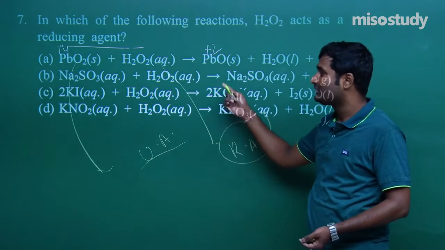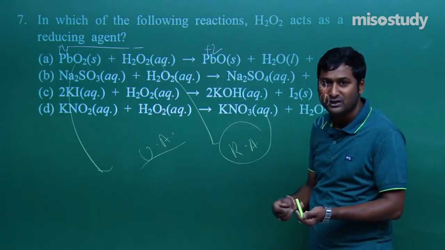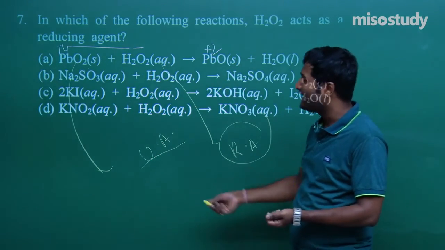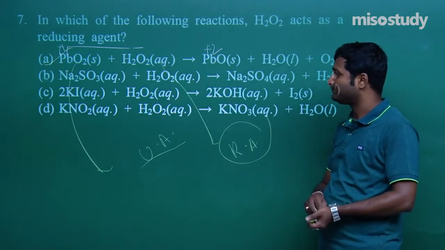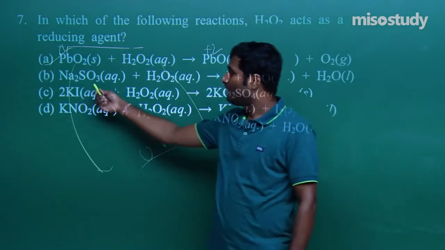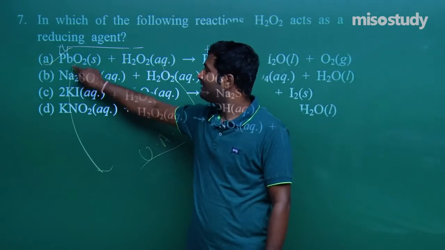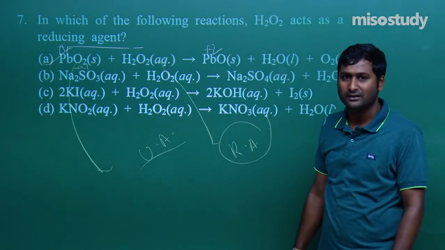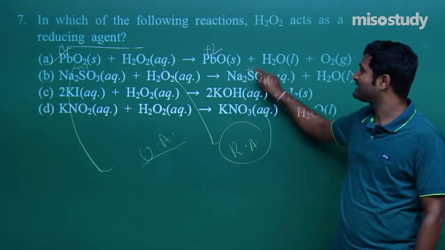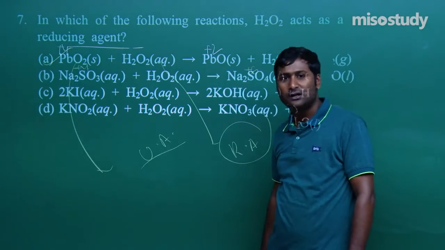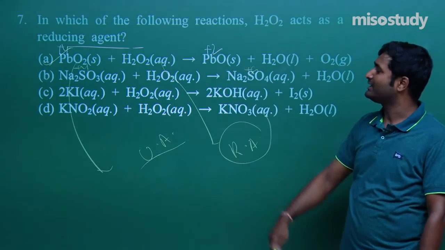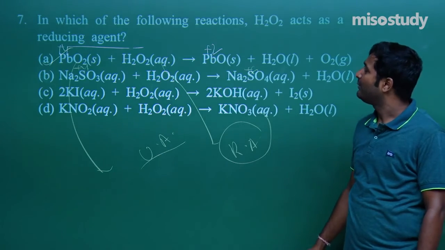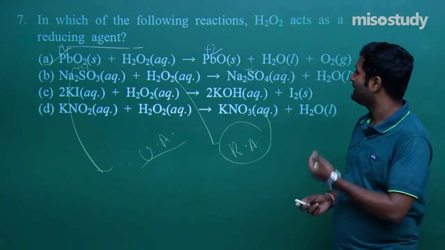Clear? So we do not need to check B, C, D because it is a single option correct type. So definitely the answer will be A, but you can also check the other options. Here look at the case of sulfur. Sulfur is in +4 oxidation state. Here the sulfur is in +6 oxidation state. Clear to you? There is an increment in oxidation state. Am I right or wrong? Yes sir, you are right.